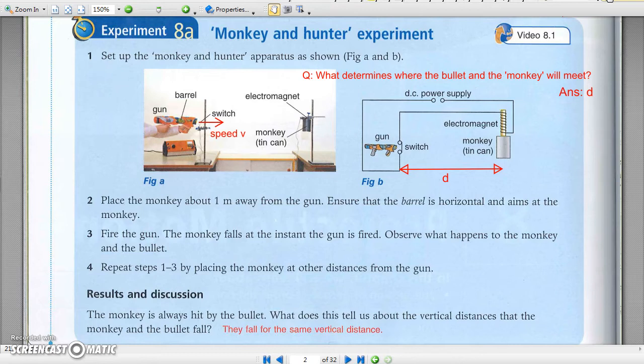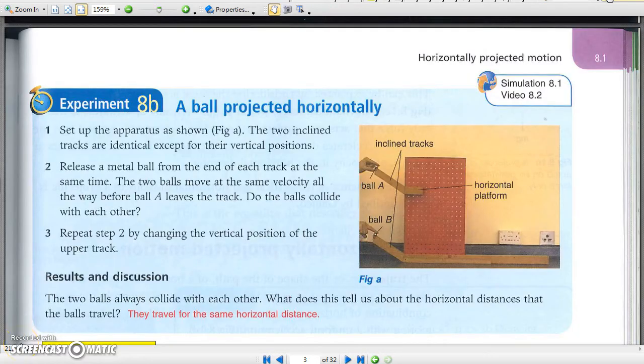In fact, a very important question you must ask is, how long will the bullet and the monkey be in mid-air? The answer is d over v. Distance divided by speed. A similar experiment is found on the next page.